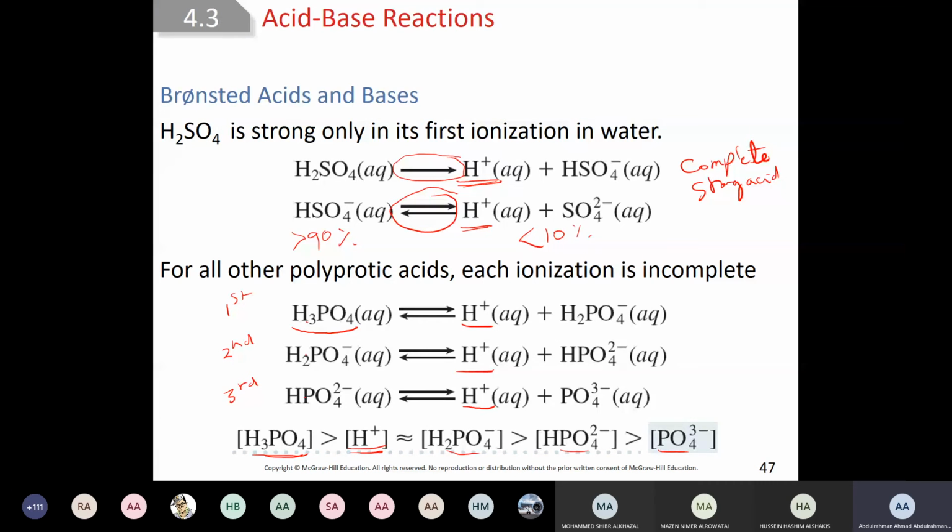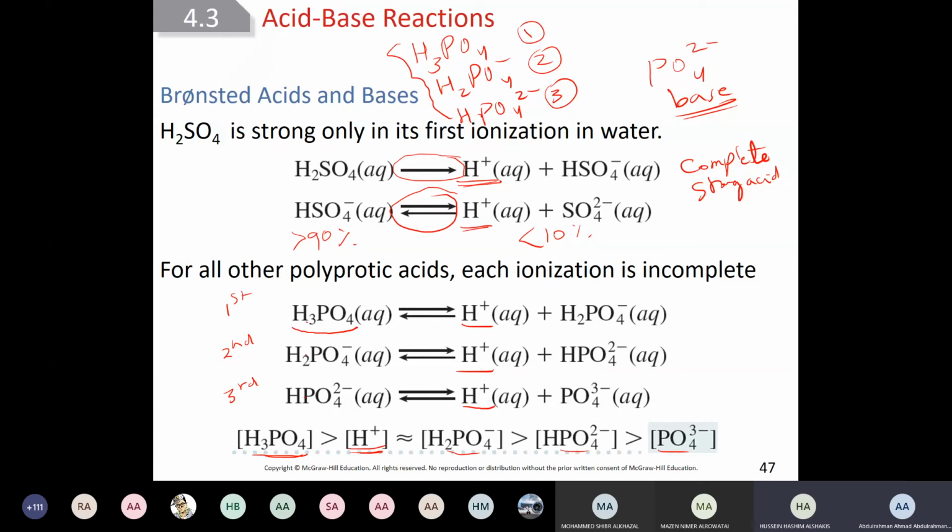So which one is the stronger acid: H3PO4, or H2PO4 minus, or HPO4 2 minus? The first one is stronger. This is weaker and this is the weakest. How about PO4 3 minus? This is not an acid anymore. It has now become what? A base. A very weak base. Good. So if we have a polyprotic acid, always the first hydrogen is stronger than the second, stronger than the third.